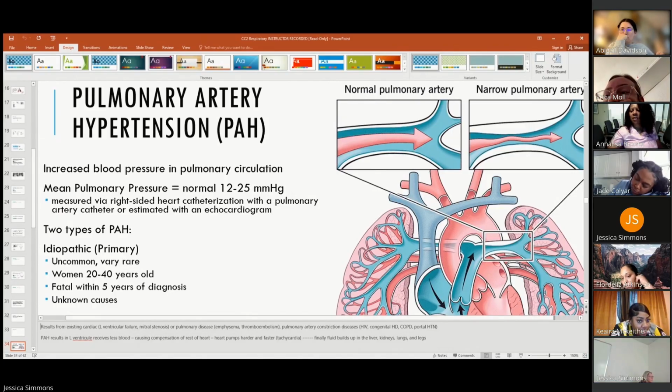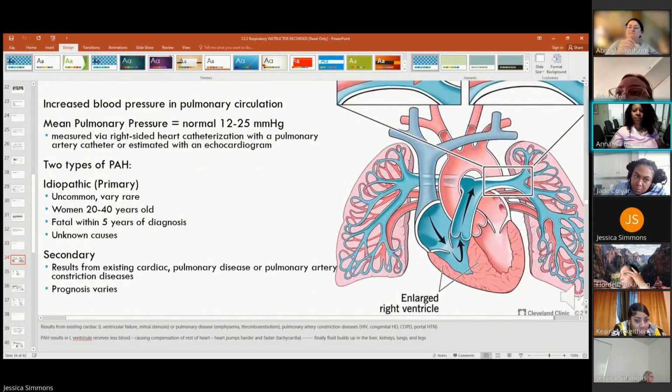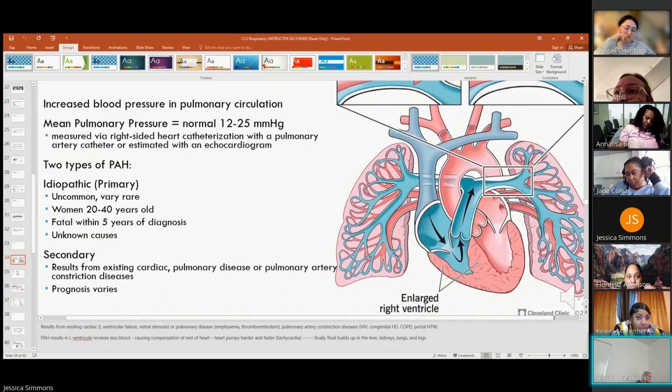Can you scoot the slide up so I can, thank you. There it is. And then there's secondary, which results from existing cardiac pulmonary disease or pulmonary artery constriction disease. And the prognosis varies.